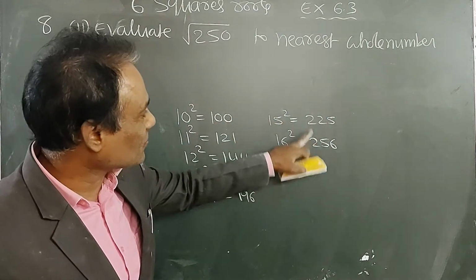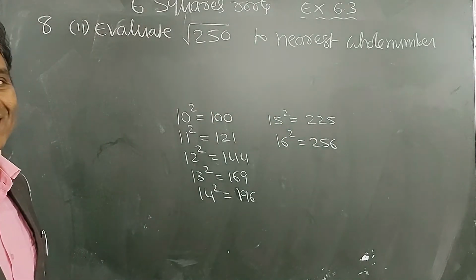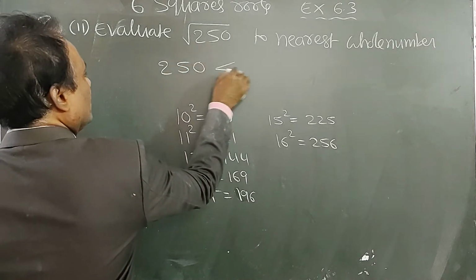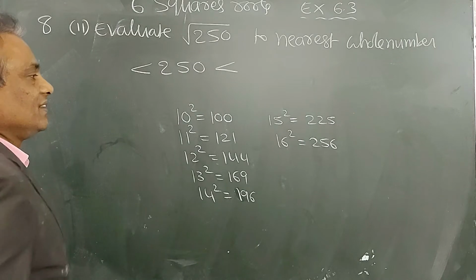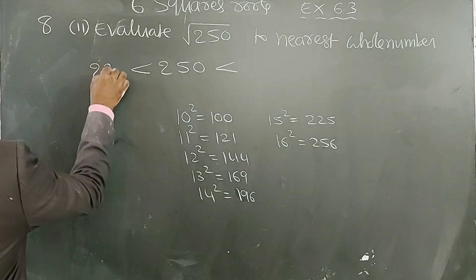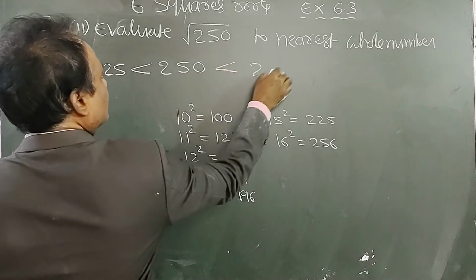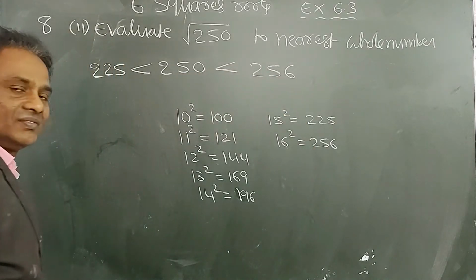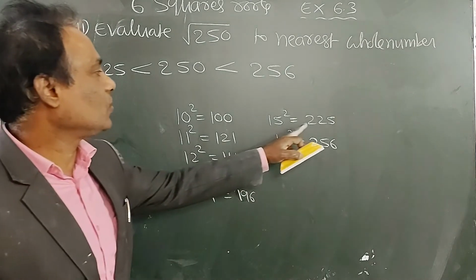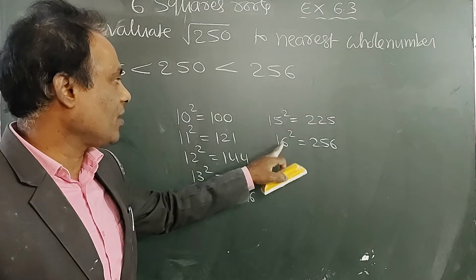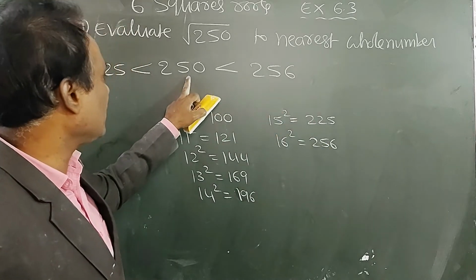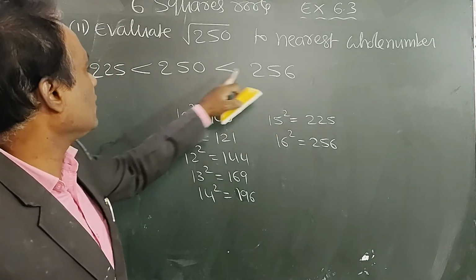250 is between these two numbers, 225 and 256. Why am I writing 225 and 256? Because of whole numbers: 15 square is 225, 16 square is 256. So this 250 lies between these two.